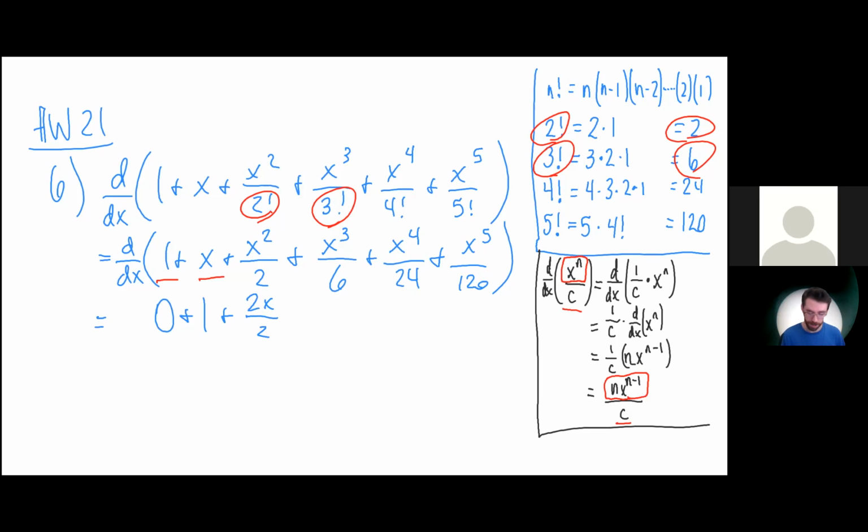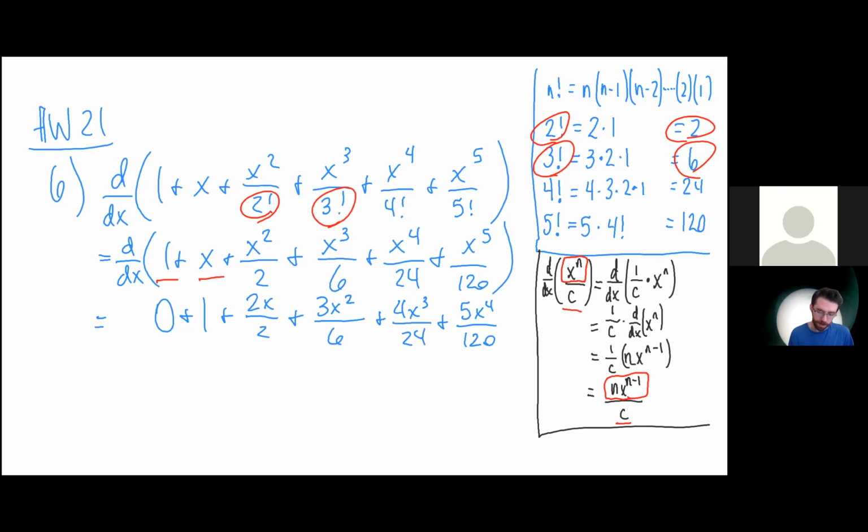So the denominator stays. Same story here with x cubed. When I take the derivative, it becomes 3x squared, and I just leave the 6. The derivative of x to the 4th is 4x cubed, and I just leave the denominator. And same story for the last term.